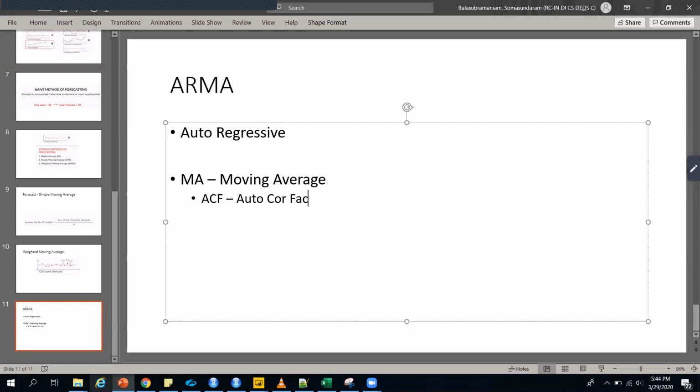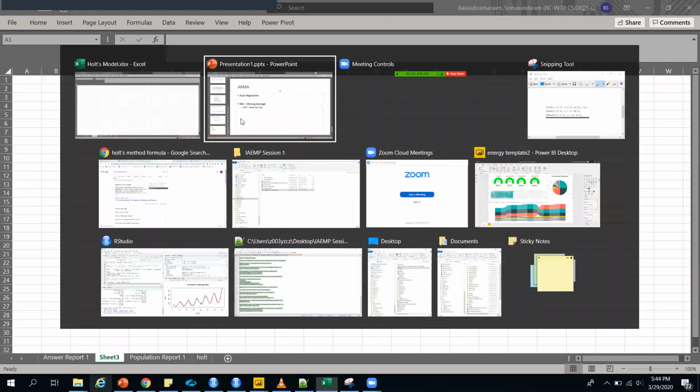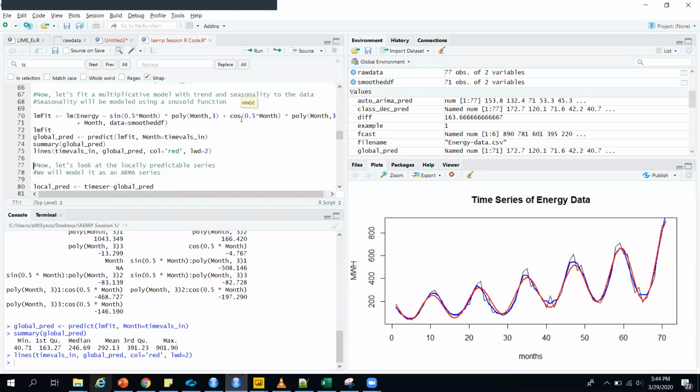Or something like that. Okay, so these kind of things are there, which you will see in the subsequent slides. The next method of forecasting is called the ARMA method, which is the autoregressive moving average method, which we are going to see.